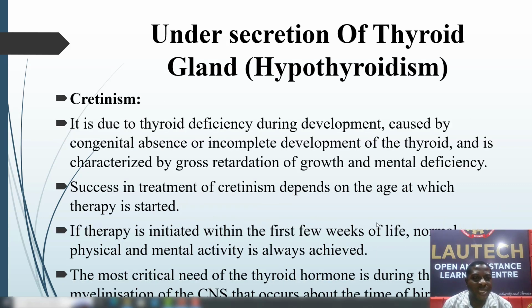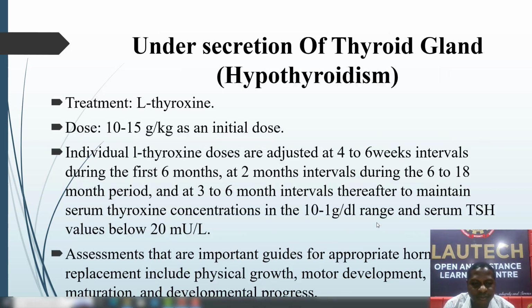Now, cretinism. It is due to thyroid deficiency during development caused by congenital absence or incomplete development of the thyroid and is characterized by gross retardation of growth and mental deficiency. Success in treatment of cretinism depends on the age at which therapy is started. If therapy is initiated within the first few weeks of life, normal physical and mental activity is always achieved. The most critical need of the thyroid hormone is during the period of myelination of the central nervous system that occurs around the time of birth.